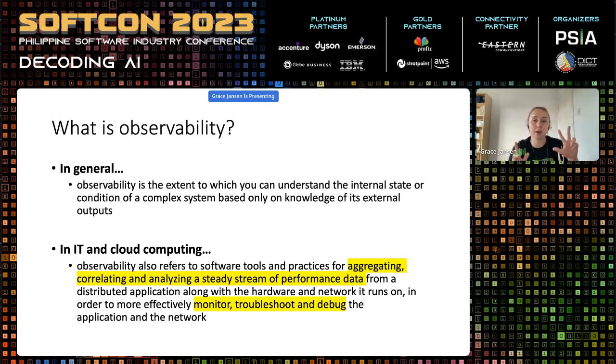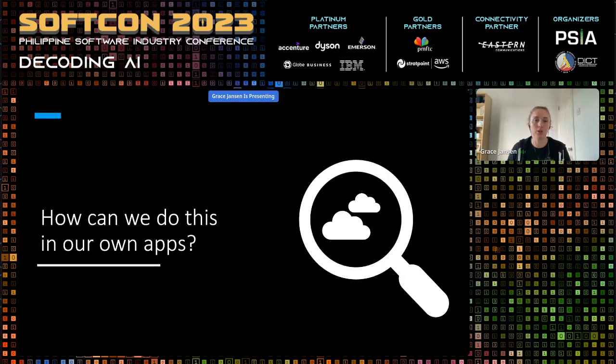So it's those three key behaviors on either side. We want to aggregate, correlate, and analyze to be able to monitor, troubleshoot, and debug. And that's what we're trying to do within this presentation with these open source tools and technologies. So now that we're all on the same page in terms of understanding what we're trying to achieve, we're trying to aggregate, correlate, and analyze to monitor, troubleshoot, and debug. Let's take a look at how we can do that within our own applications.